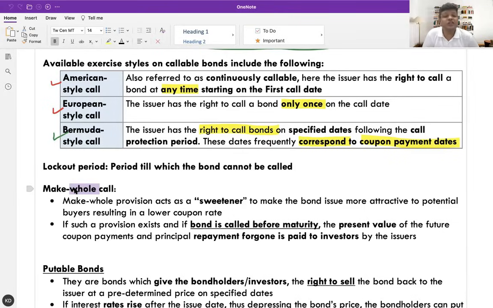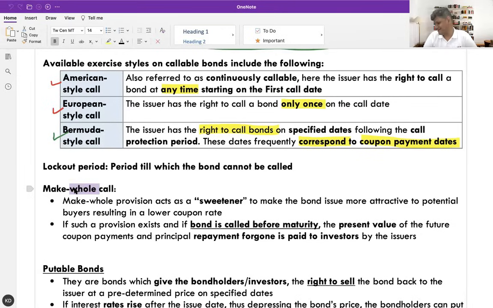What is the provision of sweetener? Where the issuer promises that if I call back the bond before maturity, don't worry, whatever is the amount that you have forgone or you have lost, the present value of that, I will pay you back. Wow, such a good thing, right? From the issuer. Why such a good gesture from the issuer?